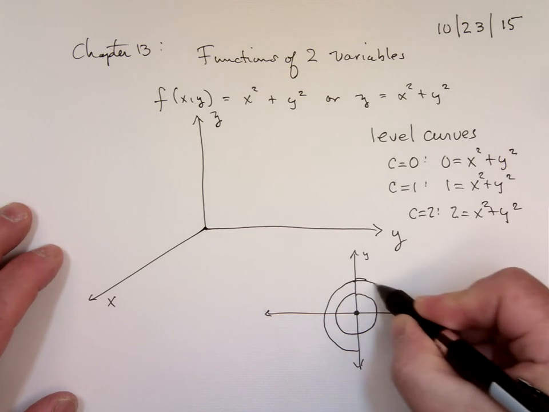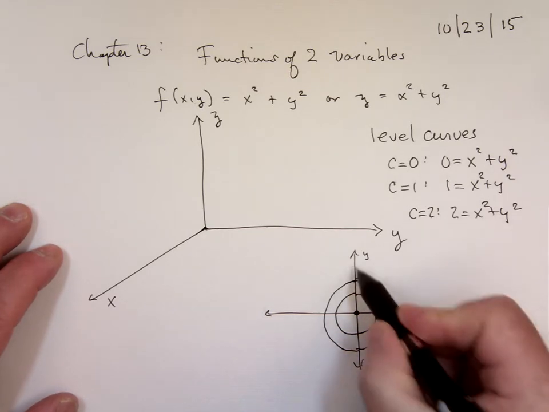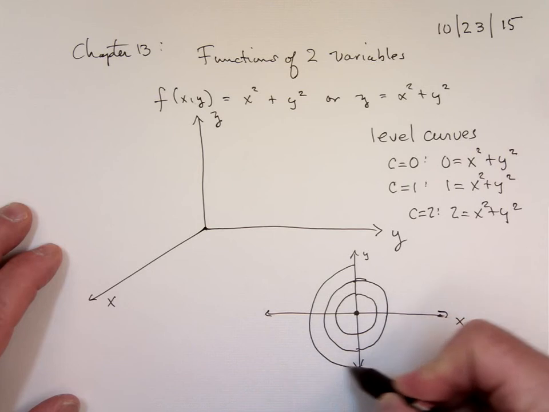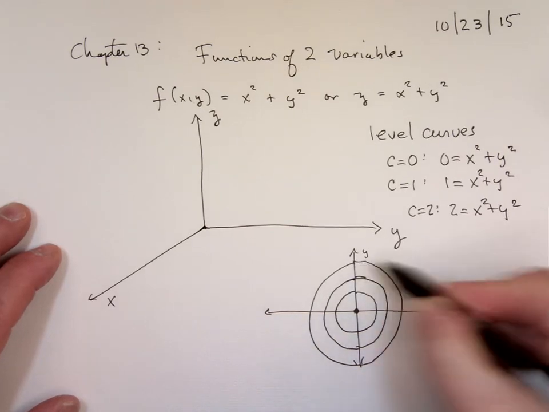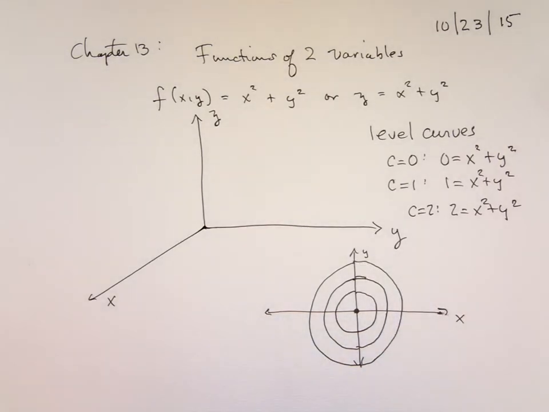And what we'll get for our level curves is this. That's what we get. Point, circle, or unit circle, bigger circle, bigger circle. This is like if anybody does orienteering or anything like that, when you've got a topographical map, the level curves connect points of equal elevation.